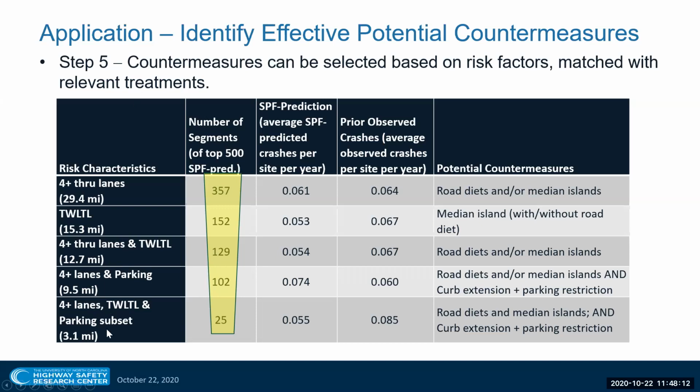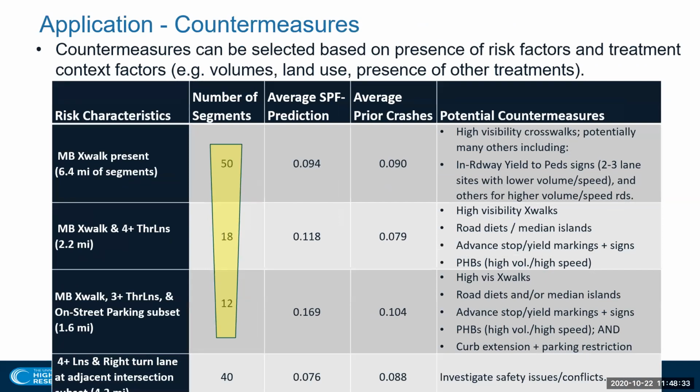And then finally at the bottom here where you have parking, then we could also further implement curb extensions and parking restrictions to help pedestrians be more visible to motor vehicles and for them to see each other and to reduce that crossing distance and getting across the road. So this is just another example where we have mid-block crosswalks and some of the additional treatments.